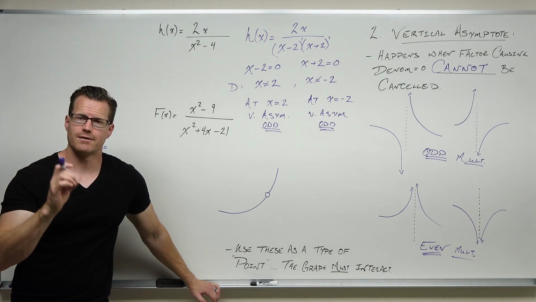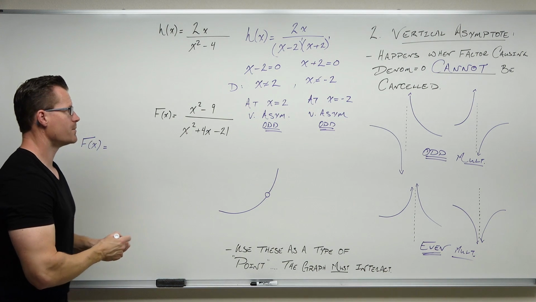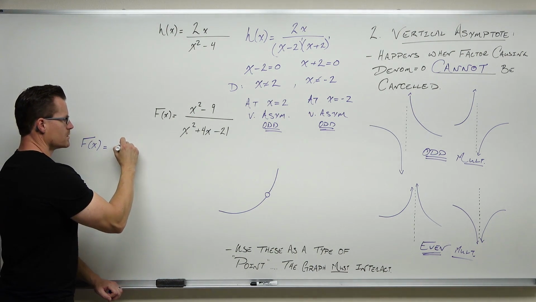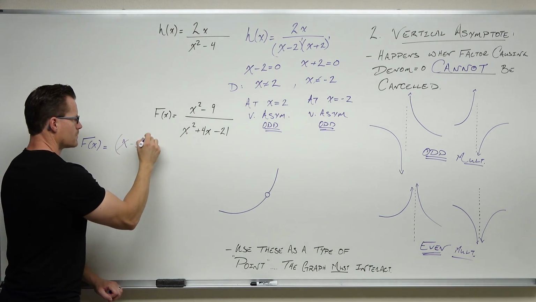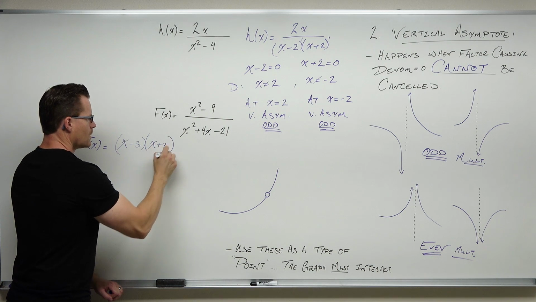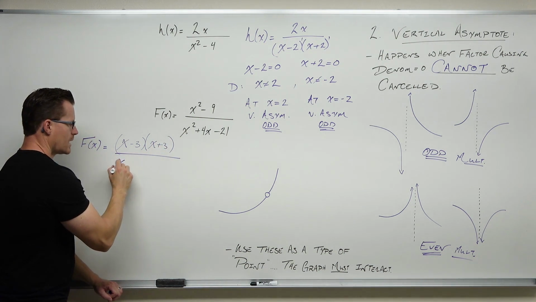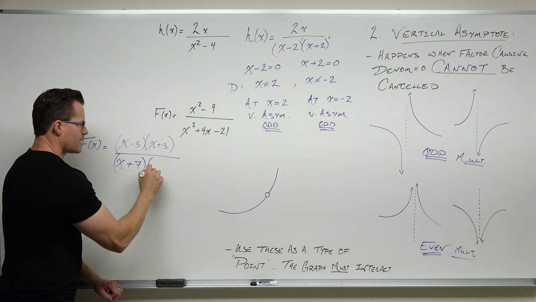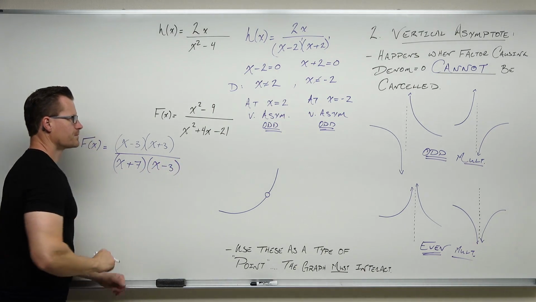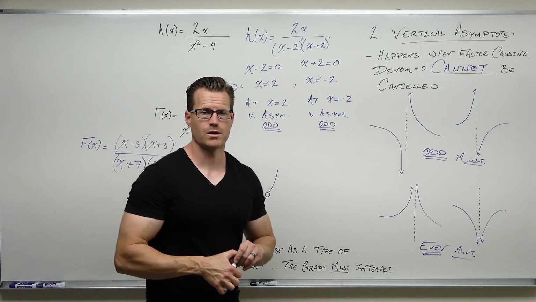So we factor everything first. On the numerator, that means x minus 3 and x plus 3. On the denominator, that means x plus 7 and x minus 3. That's x squared plus 4x minus 21.